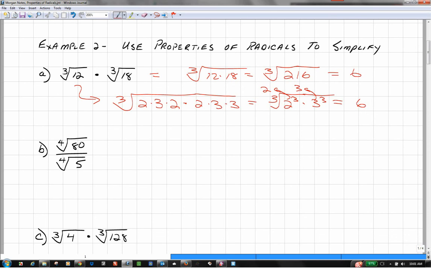So I look at the indexes. This one's a 4, that's a 4. So they could combine under one radical if I wanted to. Since 5 divides evenly into 80, that's going to be the approach I'm going to take. So I'm going to combine 80 and 5 under one radical. And then 5 divided into 80 is 16. So I get the 4th root of 16, which would be equal to 2.